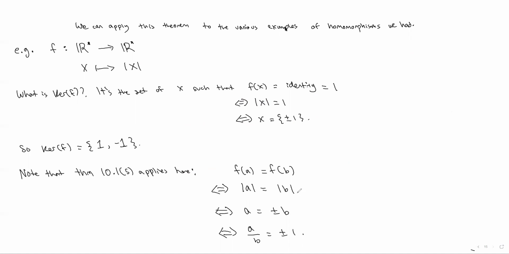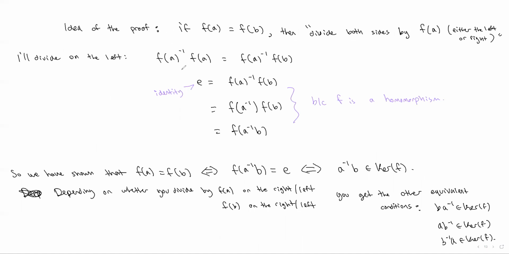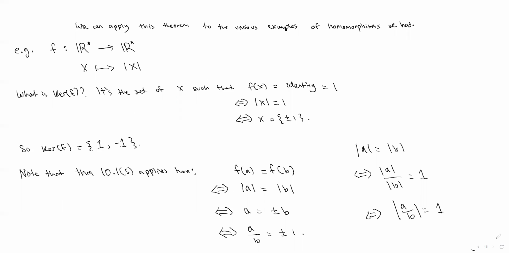And note that this is a step in the proof, right? Absolute value of a equals absolute value of b implies that absolute value of a over b equals 1. But in a fraction, the quotient of two absolute values is the absolute value of the quotient. And that's exactly what we did in the proof, right? We just divided by f of a. And that's what we're doing here. We're dividing by the absolute value of a. So that's a good sign that our proof works. And it works in all the other examples too.